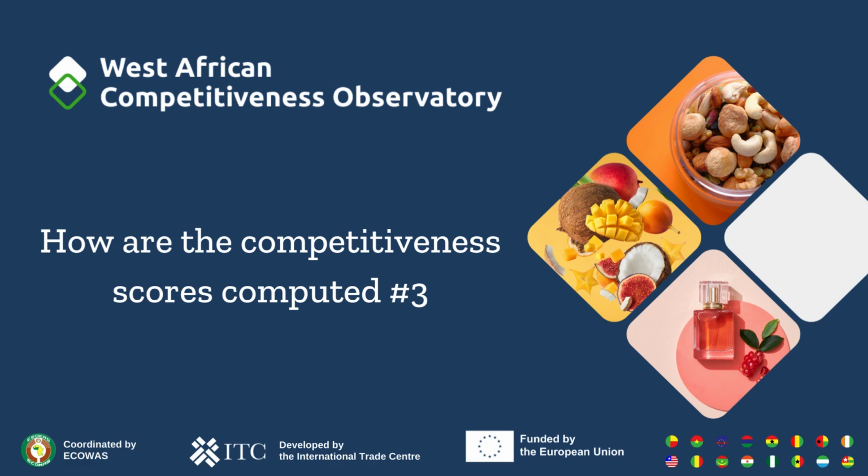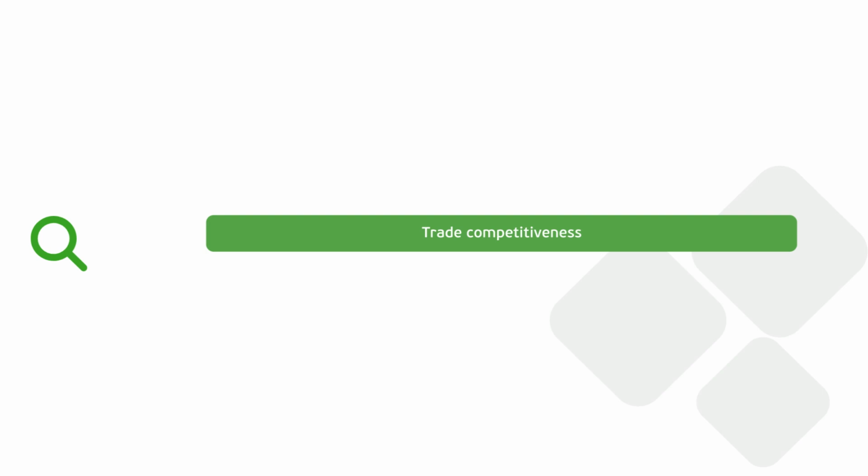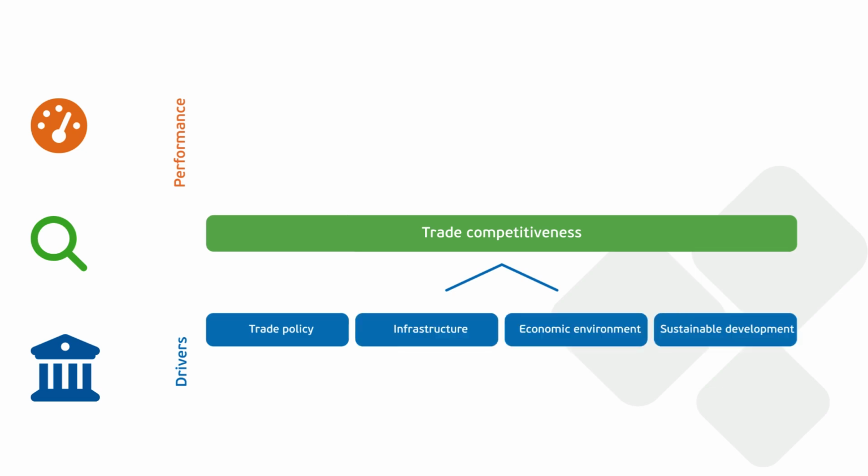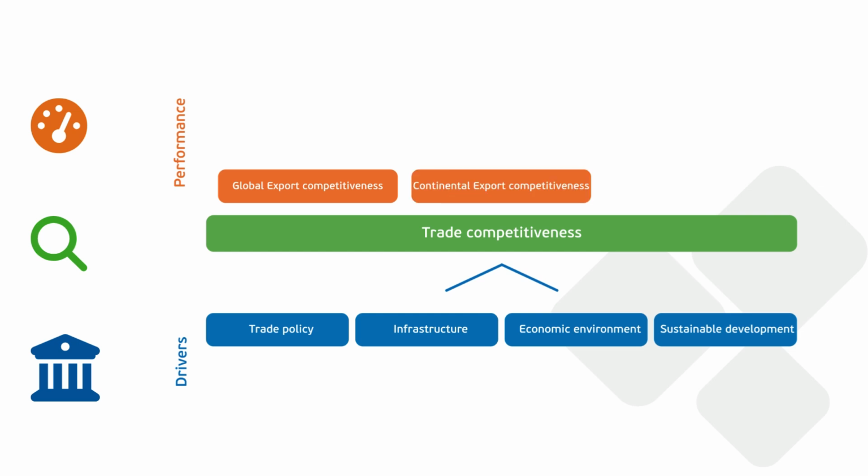The West African Competitiveness Observatory monitors trade competitiveness, looking at both its drivers and performance indicators. The drivers, which shape trade competitiveness, are summarized by 4 indices: trade policy, infrastructure, economic environment, and sustainable development. The performance indicators are summarized by 3 indices: global export competitiveness, continental export competitiveness, and regional export competitiveness.